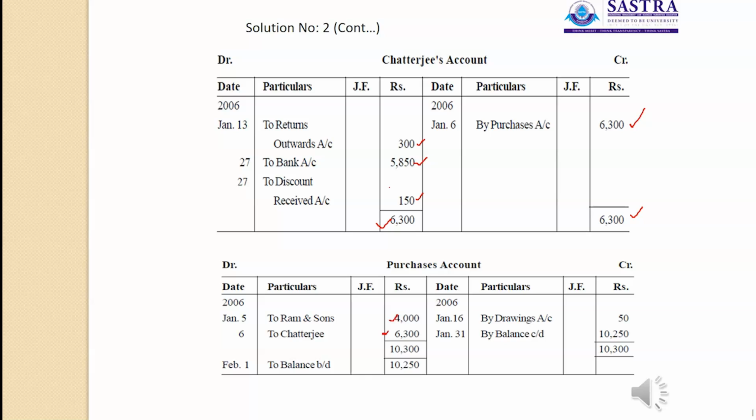Then next account we have to prepare is the purchase account. January 5th, Raman Sons rupees 4,000, Chatterjee account 6,300. January 16th, by drawings account 50. So the difference between these two is 10,000 to 50. So the total is 10,300.